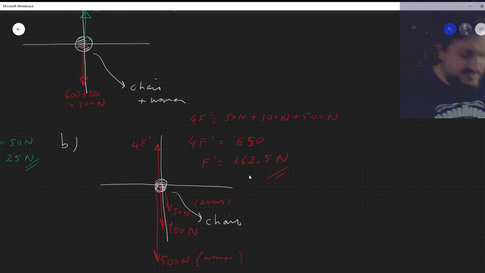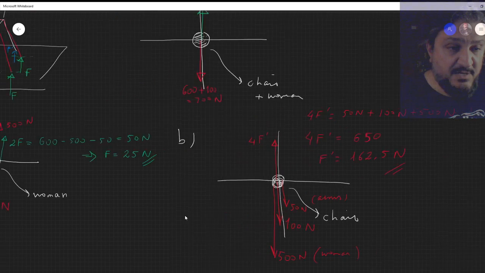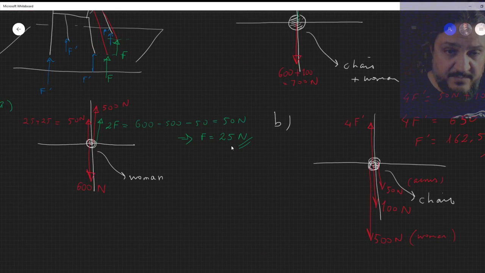You know what? Let's check the answer. Let's make sure we got the numbers correct. Chapter 2, 47. Okay. Part A says 50 newtons upward, total for both feet. This was part A. 50 newtons for both feet. Each foot is 25. That's what I assumed.